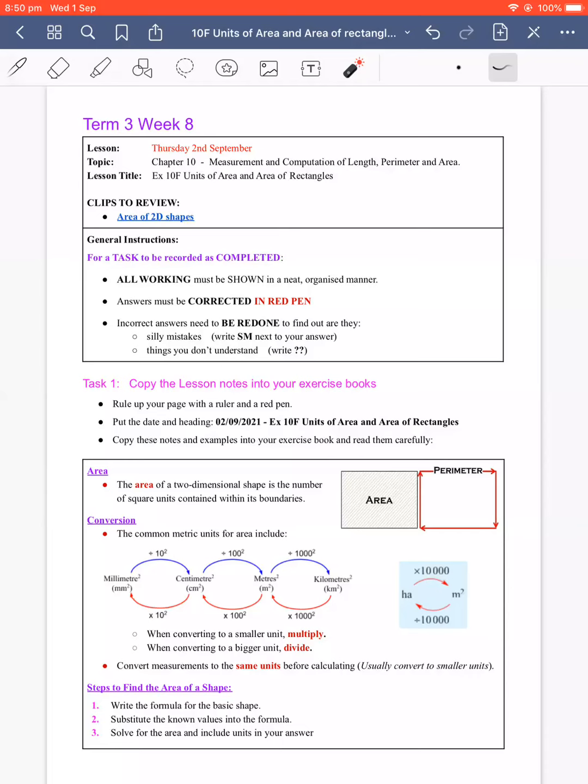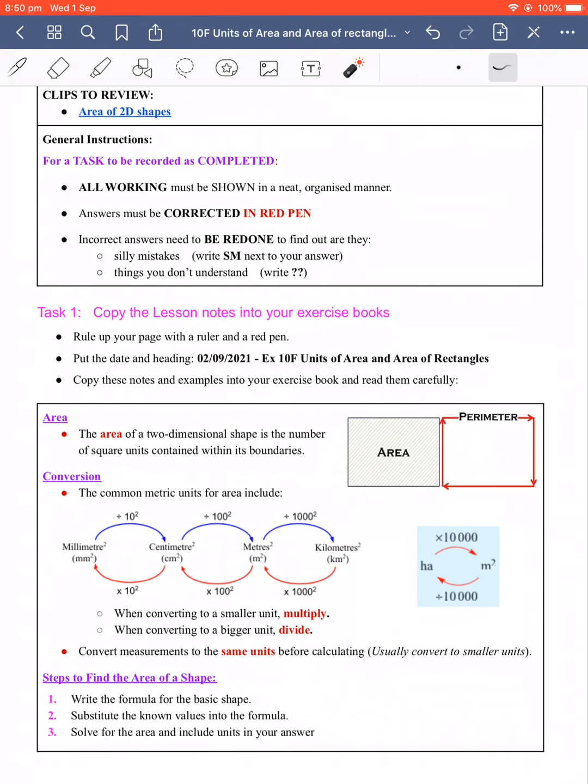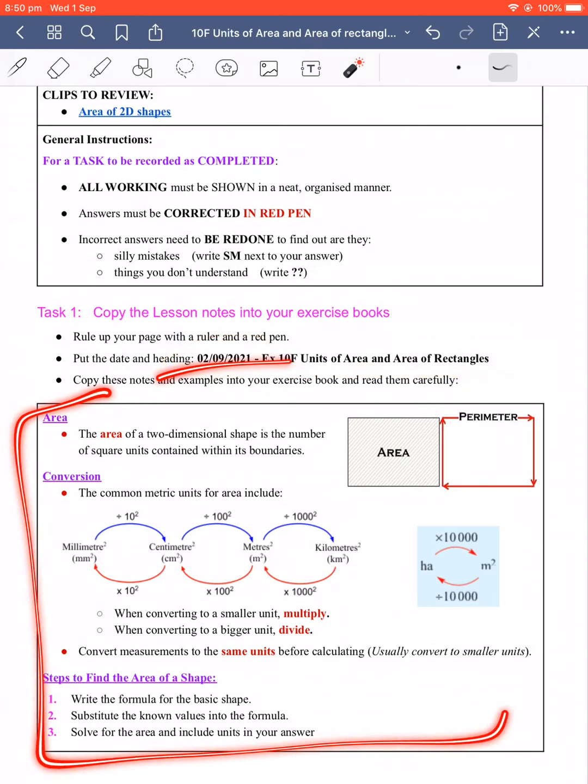Welcome to your first video for exercise 10F. We are now going on to units of area and the area of rectangles, which includes squares as well. So first and foremost, let's go through our notes. So again, put your heading in and your date, and then let's go on to our notes.